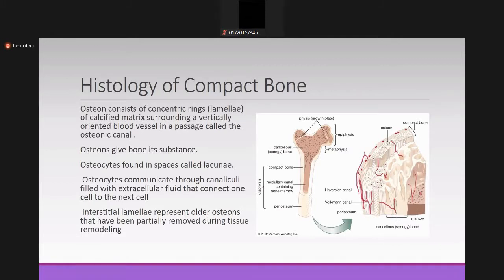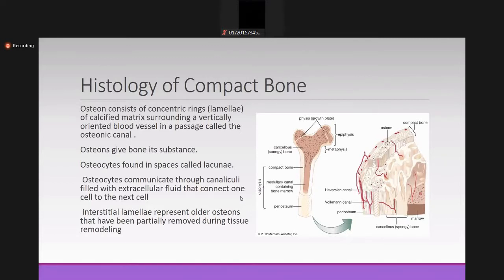Okay, so the interstitial lamella is another structure within the compact bone, and it represents the older osteons, that is the osteons which have reshaped or reformed themselves, regressed and left behind. So interstitial lamella represents the older osteons that have been partially removed during tissue remodeling.